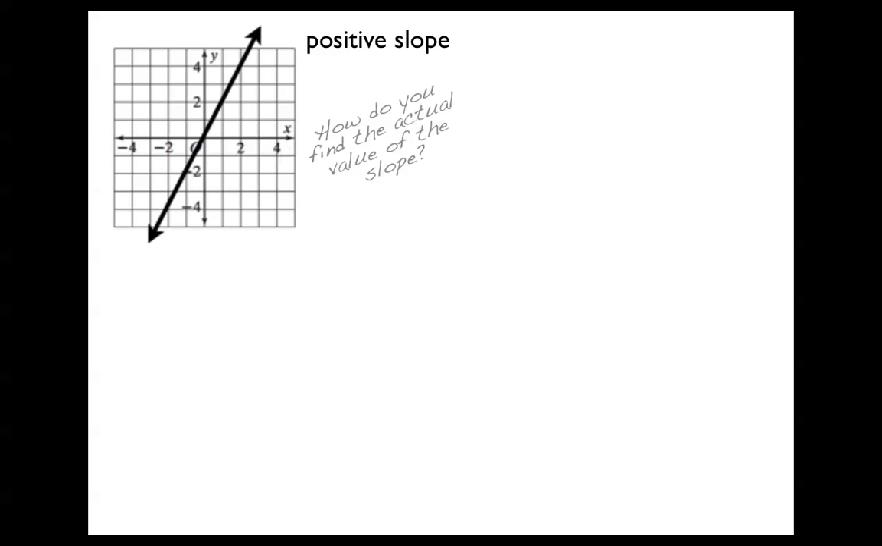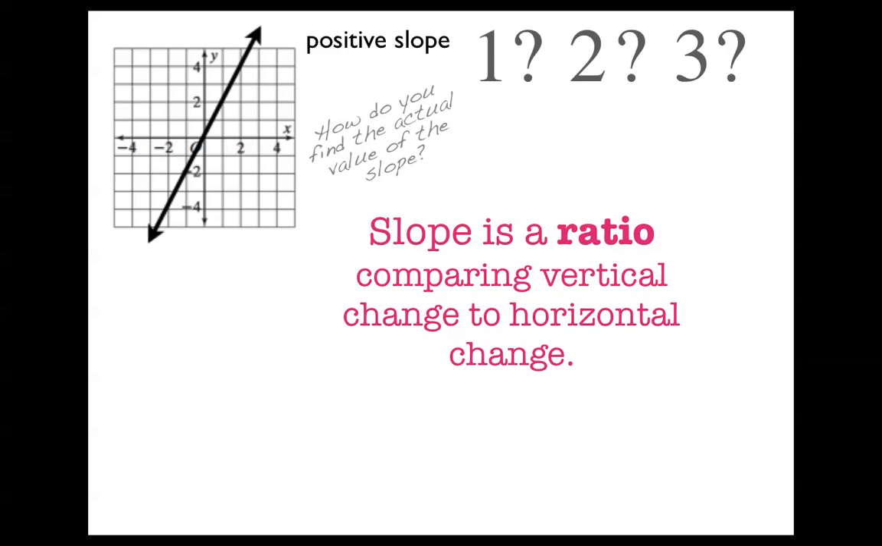But how do you find the actual value of the slope? Like, what's the number value of the slope of that line? Is this particular line going to have a slope of 1, or positive 2, or positive 3, or positive 2.7, or 1 1/3, or 8/9? How do you find the actual number? Well, you use the actual definition of what the word slope means.